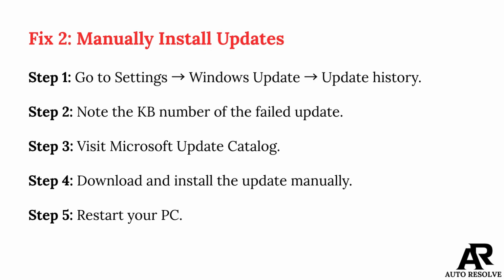Fix 2. Manually install updates. Step 1. Go to Settings, Windows Update History. Step 2. Note the KB number of the failed update. Step 3. Visit Microsoft Update Catalog. Step 4. Download and install the update manually. Step 5. Restart your PC.